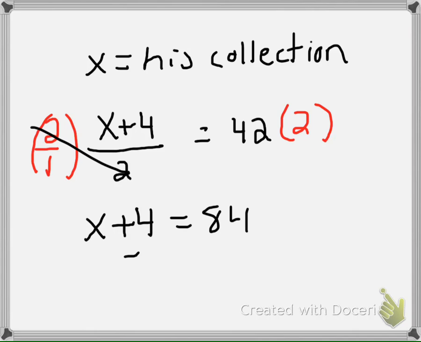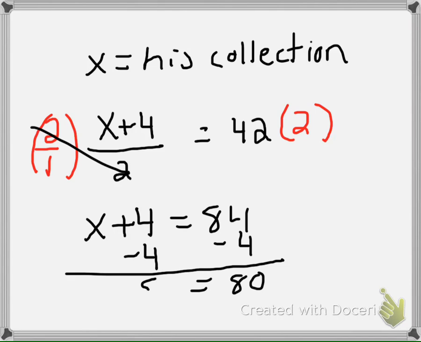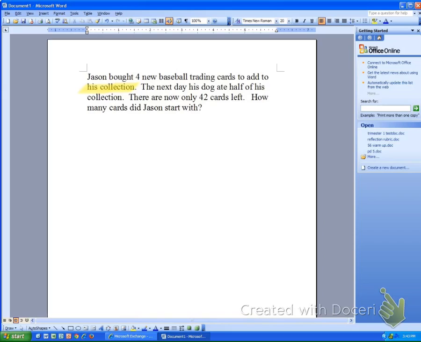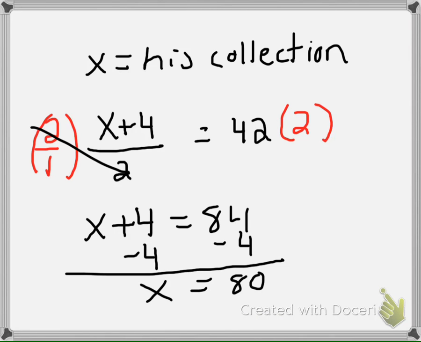Now we have to subtract 4, and subtract 4 again. 80 equals x. Now let's just see if that fits the situation. So as I go back, if he had 80 cards and he added 4 more cards, then he would have 84 cards. The next day his dog ate half his collection. Half of 84 is 42. There's 42 left. So I know that what I did works for this situation.